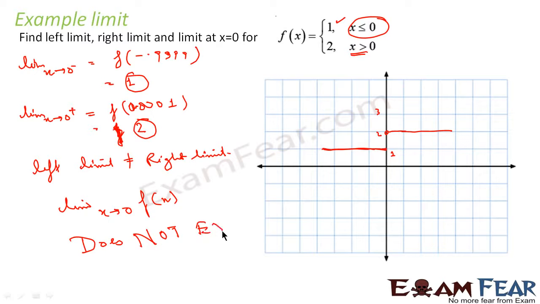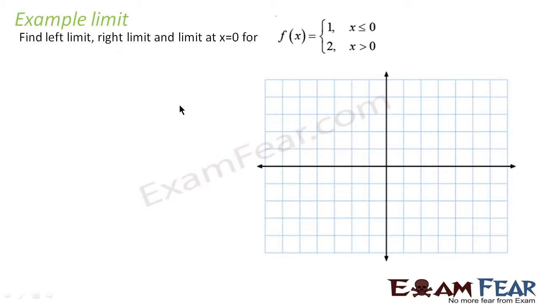Please note here the limit at x equal to 0 for f(x) doesn't exist because the left limit is not equal to the right limit. The left limit is equal to 1 and the right limit is equal to 2. This is one example where the limit as x tends to 0 is not defined. Here we have to find the left limit, right limit, and limit at x equal to 0 for this function. And in this function, the value of f(x) is equal to 1 for any number that is less than 0 and f(x) is equal to 2 for any number that is greater than 0.